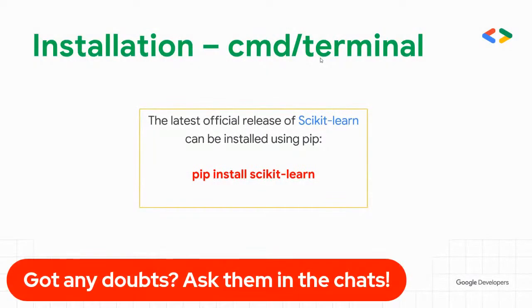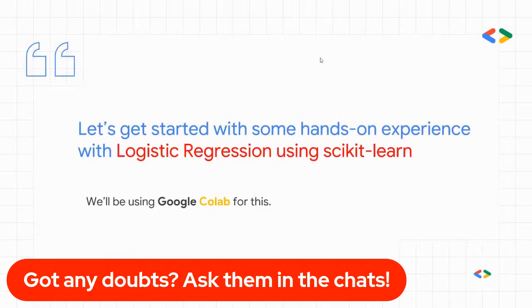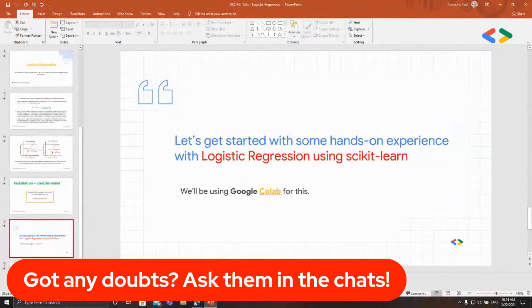Here again, in order to use logistic regression, you would need to install Scikit-Learn. And let's get started with some hands-on experience on logistic regression using Google Colab.